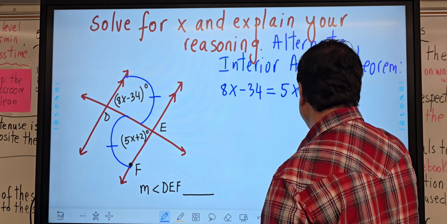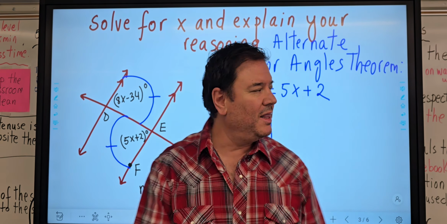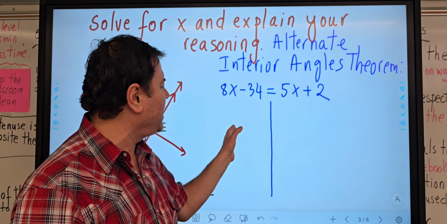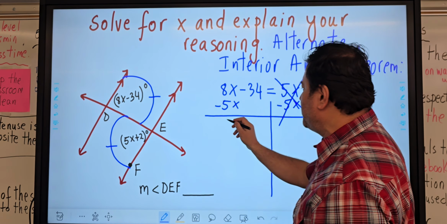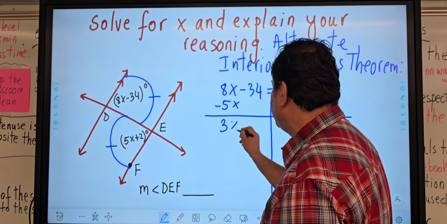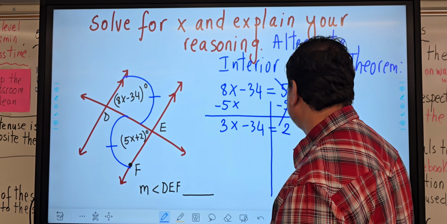5x plus 2. And now we are going to solve this two-step equation that has variables on both sides. So let's subtract 5x on both sides. Whatever we do to one side, we do to the other side. Let's see what we get. 5x and negative 5x cancel each other out. 8x minus 5x becomes 3x minus 34 equals 2.